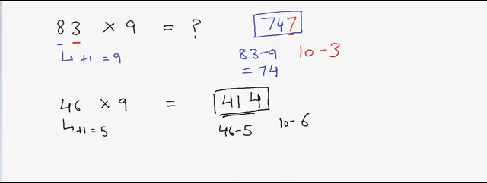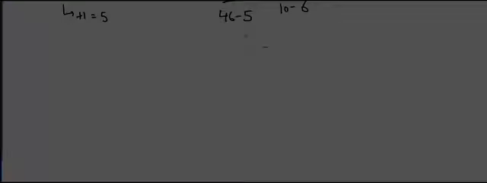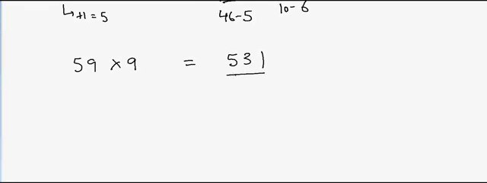Now let's try it faster for some other number. So suppose I have 59 and I want to multiply by 9, in that case 10 minus 9 is 1. So first is 1, and then 5 plus 1 is 6. 59 minus 6 is 53, so 531. So that will be my answer. So you can see that I can do the calculation very fast.